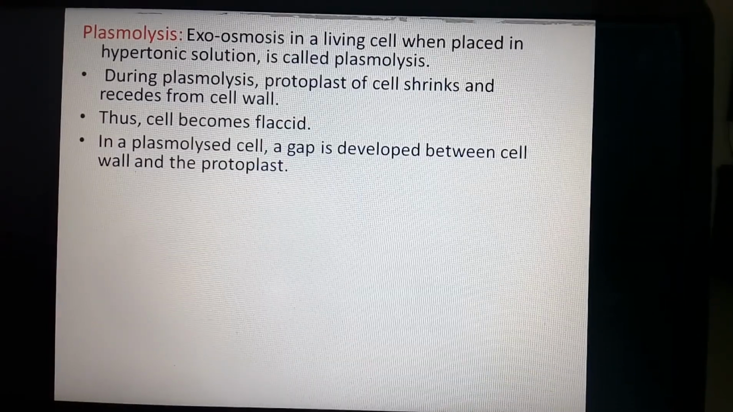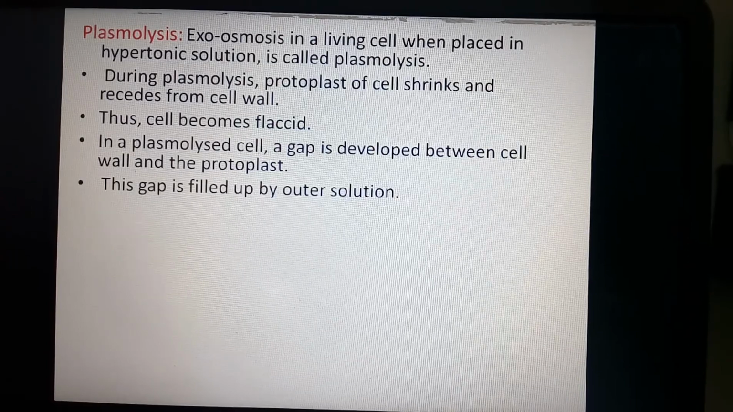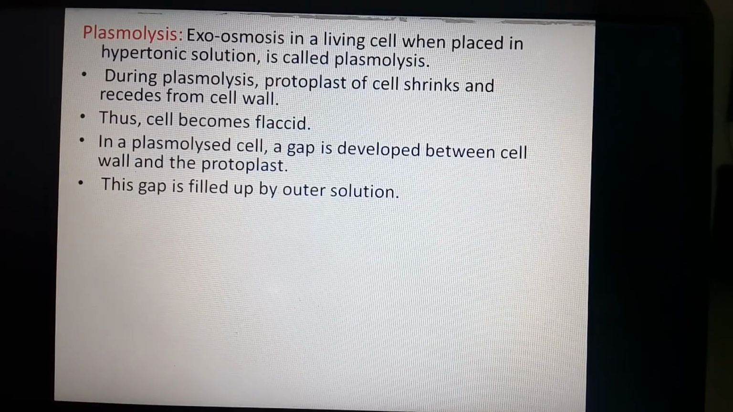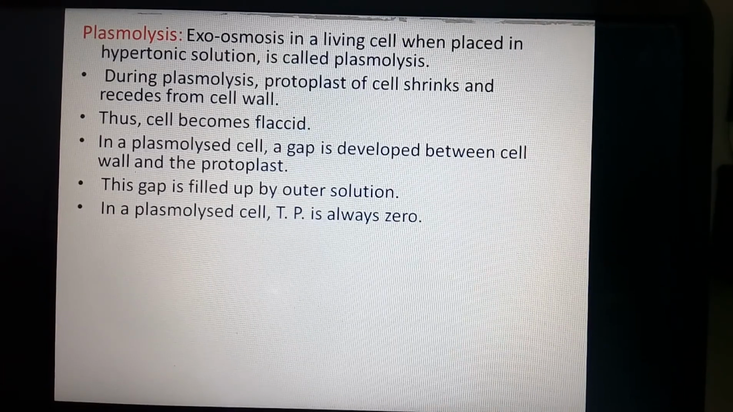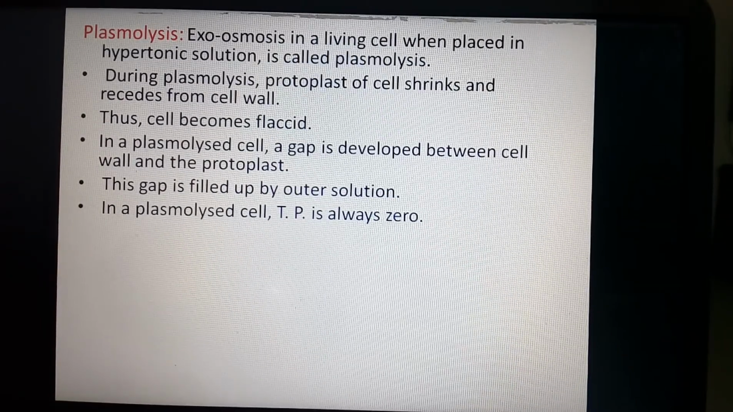In a plasmolyzed cell, a gap develops between the protoplast, meaning the plasma membrane, and the cell wall. This gap is filled by the outer solution in which we have kept the cell. In a plasmolyzed cell, turgor pressure is always 0 because water has moved outside the cell.